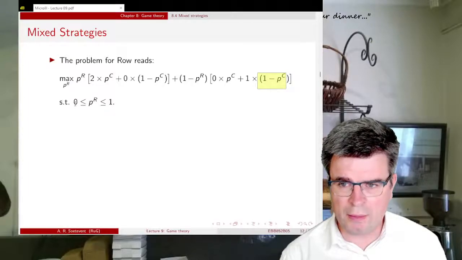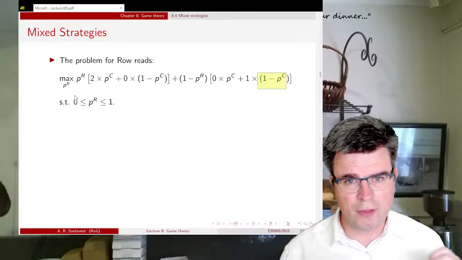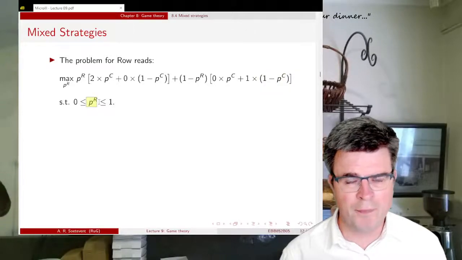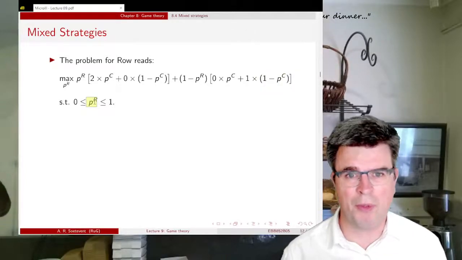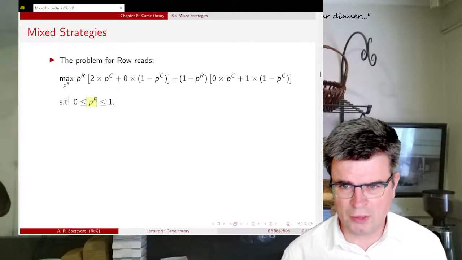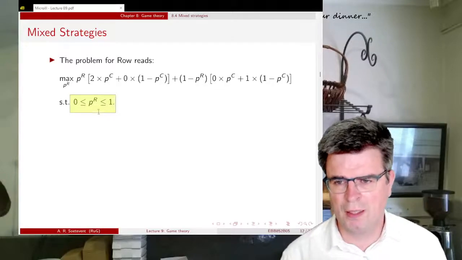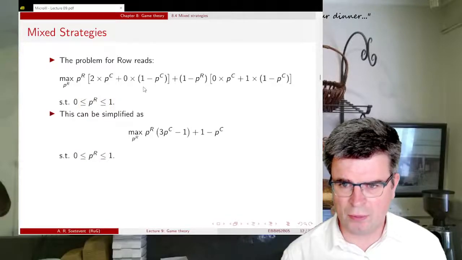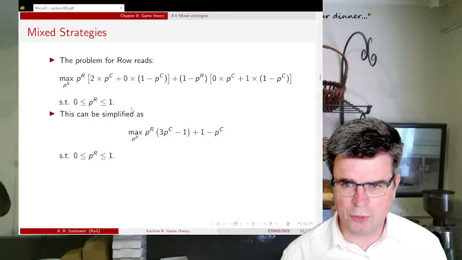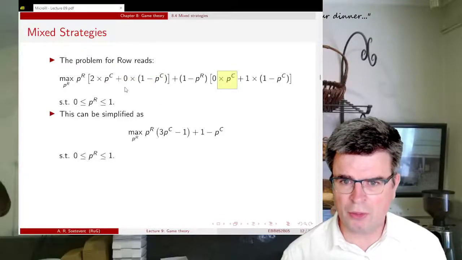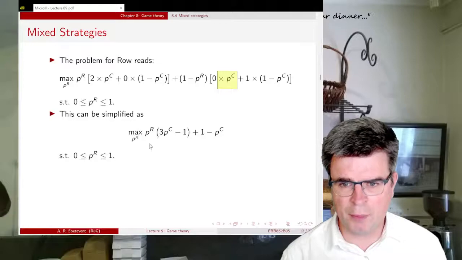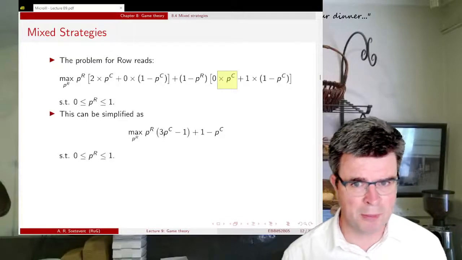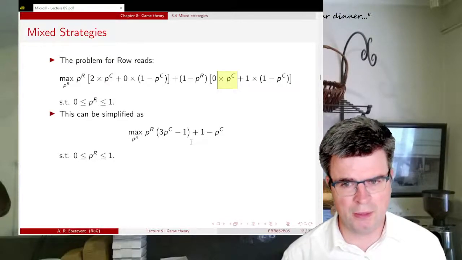And please recognize that when trying to find the optimal probability to play Italy, so to find the probability PR, this probability needs to be between 0 and 1 because it is a probability. That's the constraint on the probability. And now we simplify the objective function, the expected utility. These terms drop out, the other terms can be simplified, and we are left with an expression PR times, within parentheses, 3PC minus 1, plus 1 minus PC.